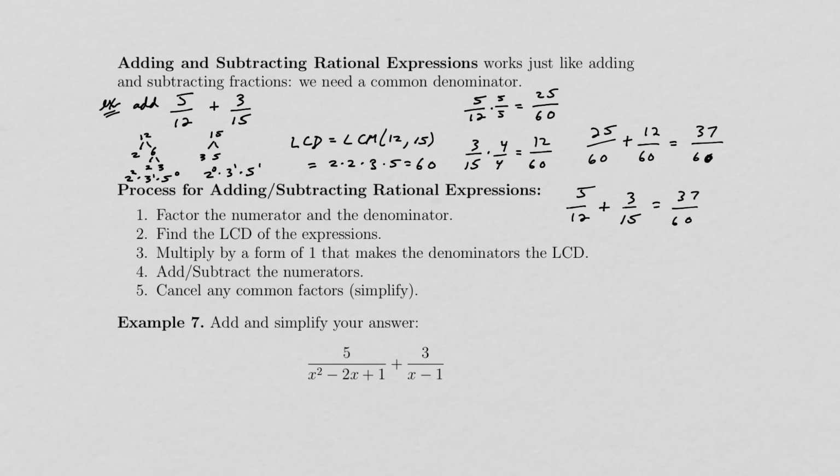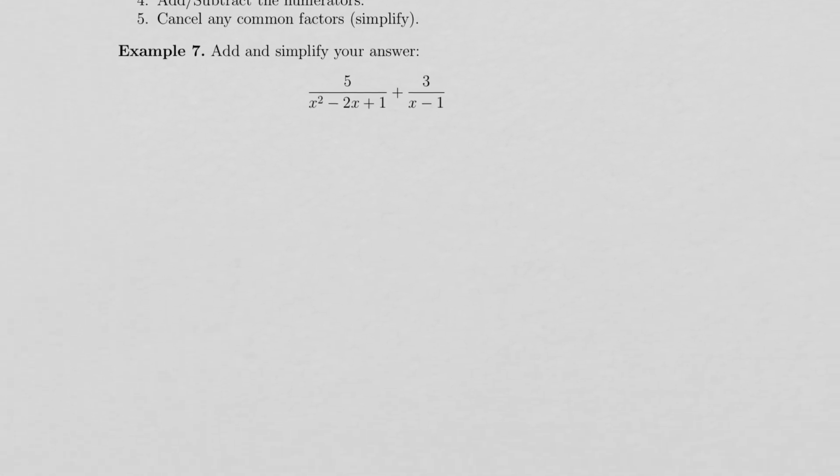Okay, so it works exactly the same with the rational expressions. You have to find the lowest common denominator first, and then you can add them, right? You basically add the numerators or subtract, depending on whether we're adding or subtracting, and you keep that same lowest common denominator. All right, so for example, let's do this one.